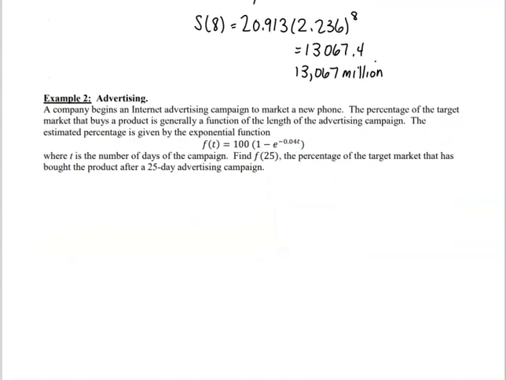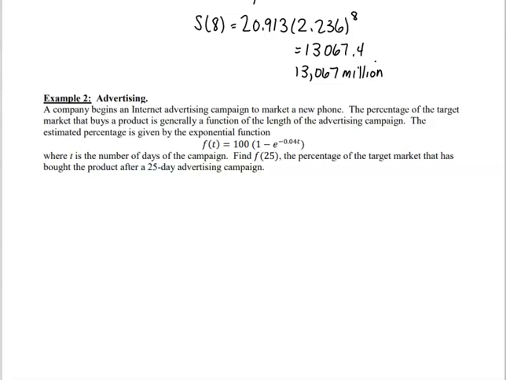Example 2 says, this is an advertising problem. A company begins an internet advertising campaign to market a new phone. The percentage of the target market that buys a product is generally a function of the length of the advertising campaign. The estimated percentage is given by the exponential function F of t is equal to 100 times 1 minus e raised to the negative 0.04t, where t is the number of days of the campaign.